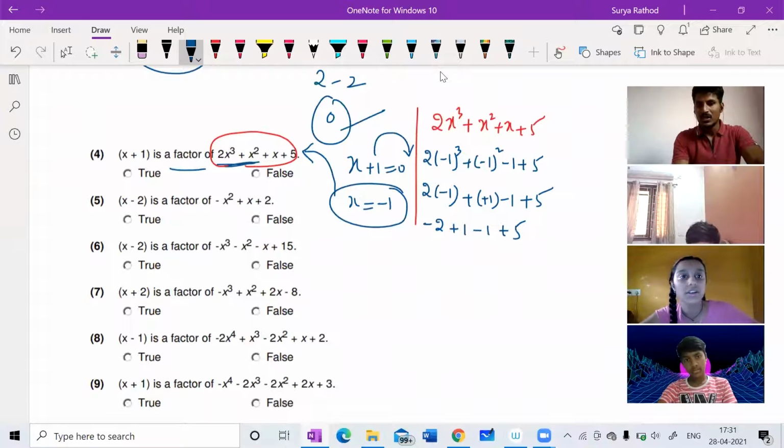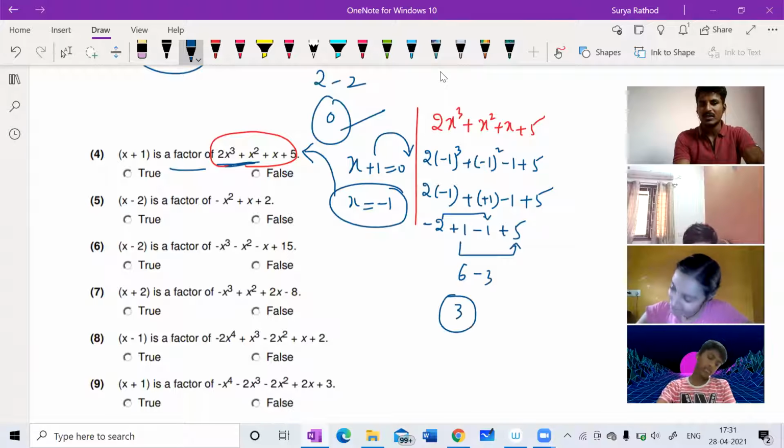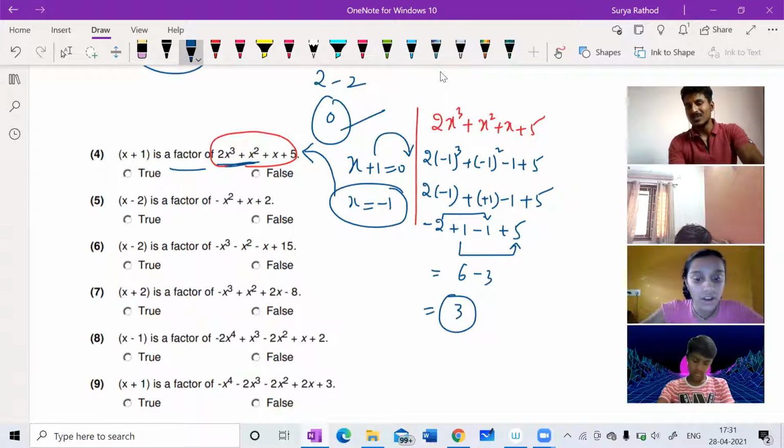All right, look at this now. Add the positive terms first: 1 plus 5 gives me 6. Now 2 minus 1 gives me 3. So 6 minus 3, I'm getting 3. I'm not getting 0. Since it's not 0, what can I say now?